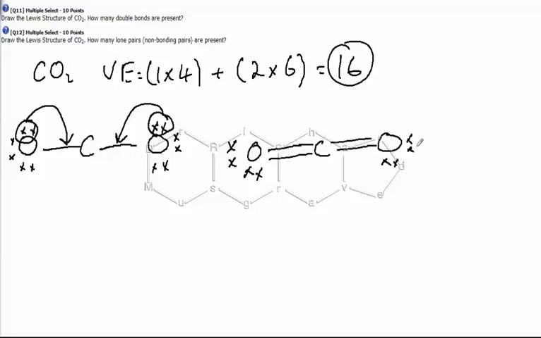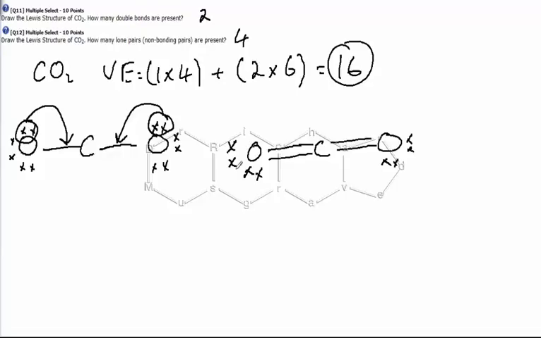So now what you can see is we've got a total of 2 double bonds, so that's the answer to that one. How many double bonds are present? 2. And how many lone or non-bonding electron pairs? Well, we've got 1, 2, 3, 4, so that's a total of 4 non-bonding electron pairs.